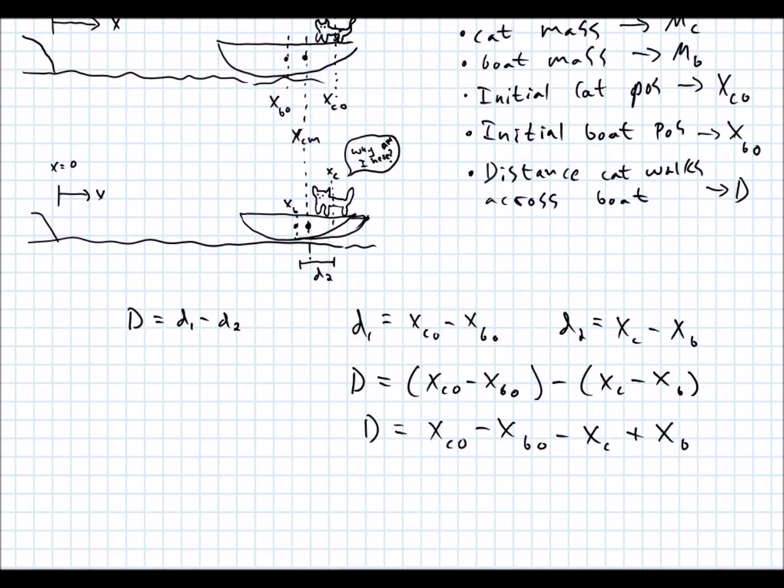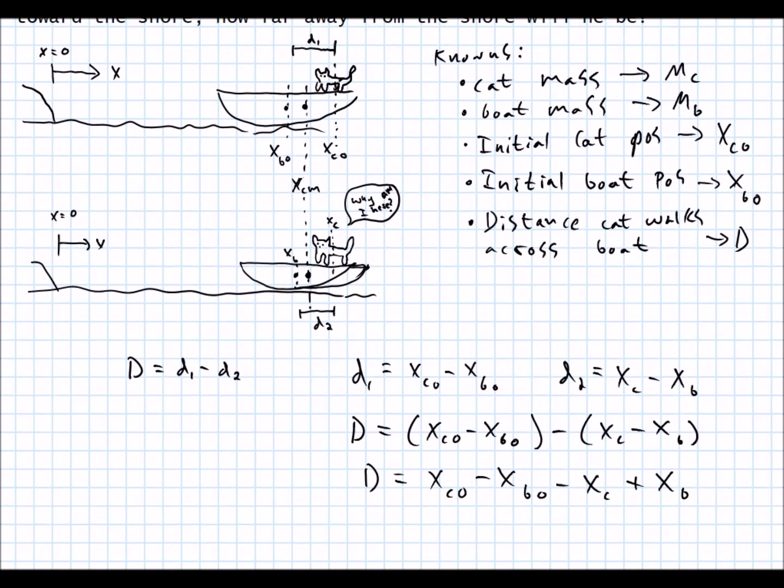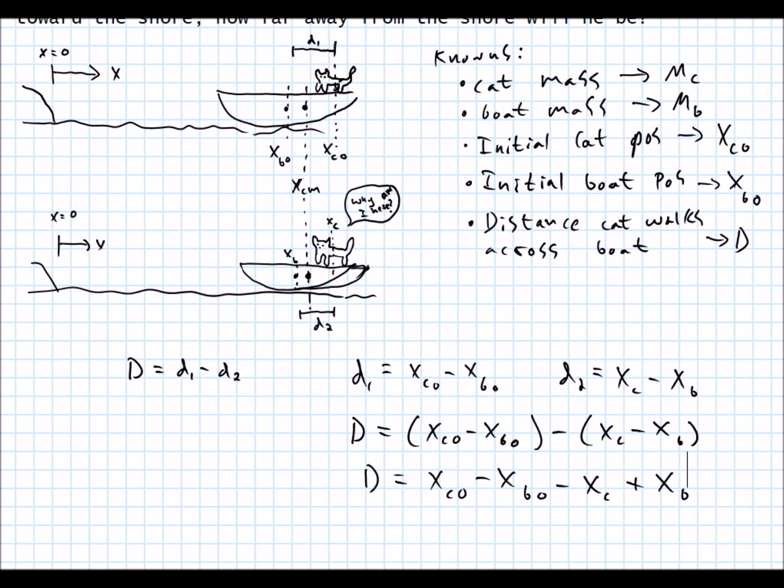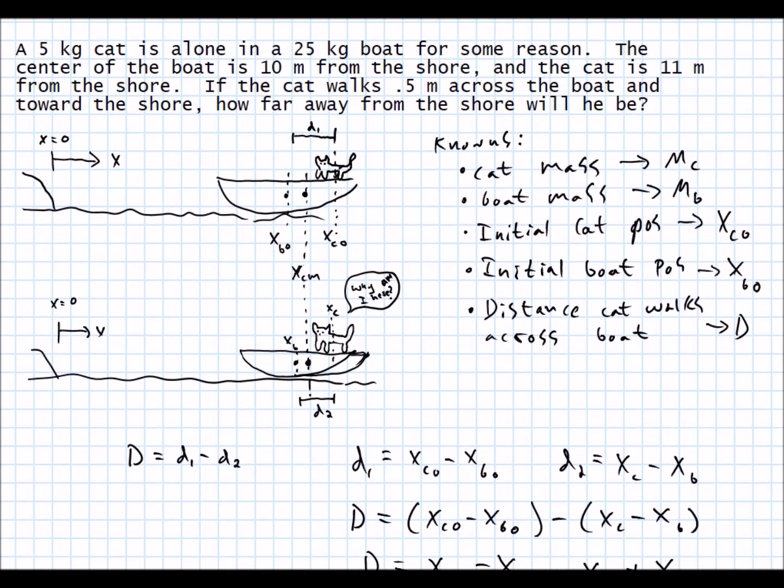Okay, so finally we know what the distance the cat walks across the boat means. All right, now as usual I have gotten all wound up in this problem and I forgot what I'm even solving for. So if we look back, we're looking for how far away from the shore the cat will be in the end. And if you look at our picture, that will be xc, right?